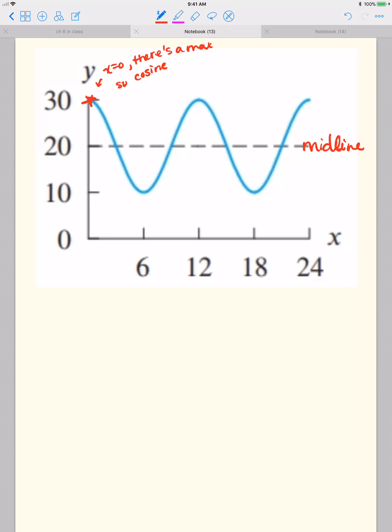And we can follow, let's see, amplitude here from the midline to a peak. Again, 20 down to 10 or 20 up to 30 leaves an amplitude of 10. So we have y equals 10 cosine of some b value to x, and then plus 20.